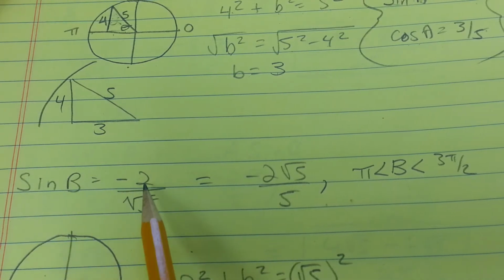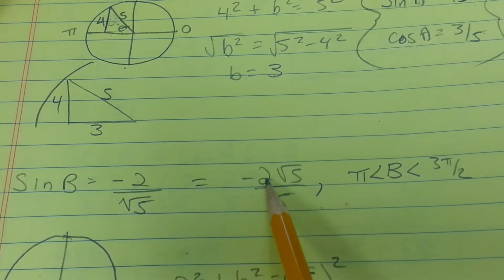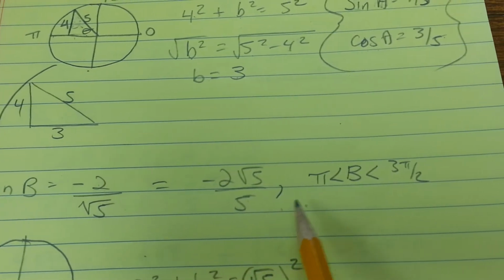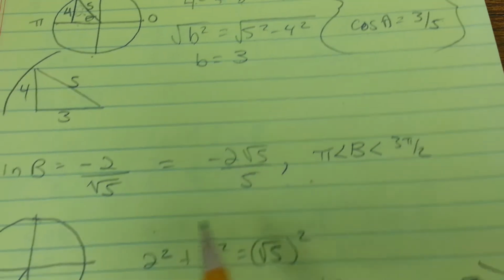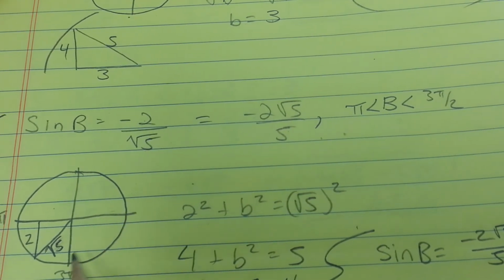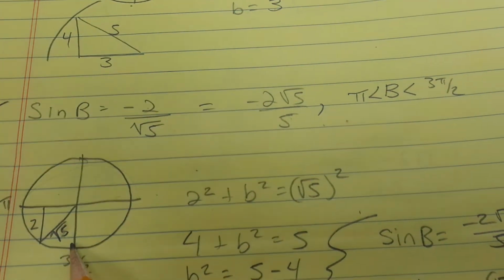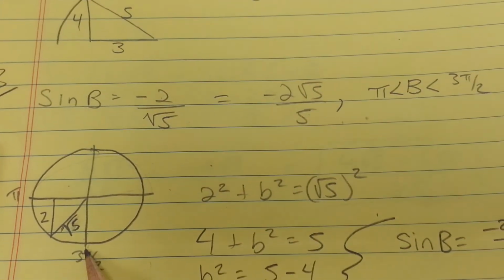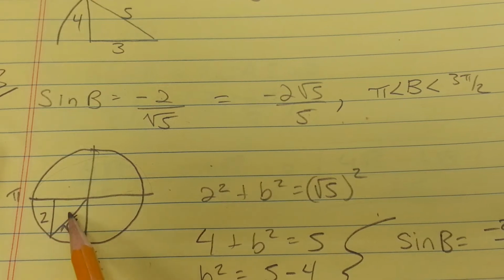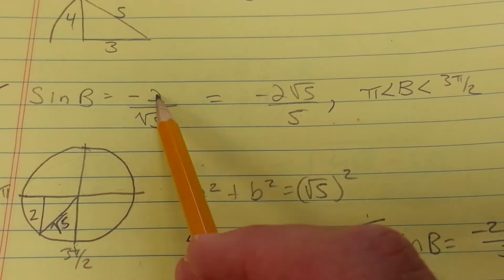We're given sine of B is negative 2 over root 5. So, if we rationalize the denominator, it's negative 2 root 5 over 5. And they give us B is less than 3 halves pi, less than 270, but greater than pi, 180. As we start here, we are less than 270, 3 halves pi, but greater than pi. So here we are in quadrant 3.